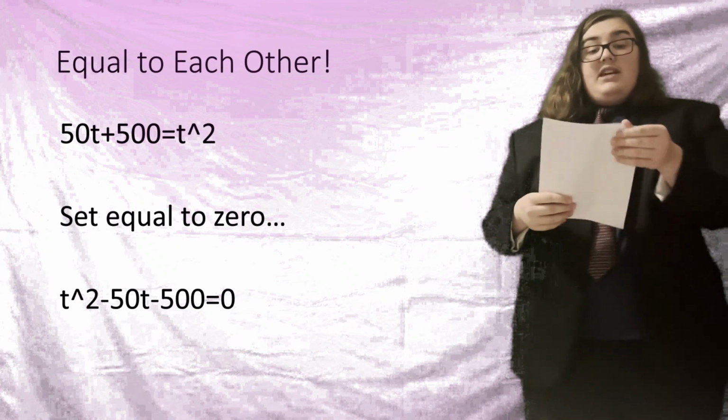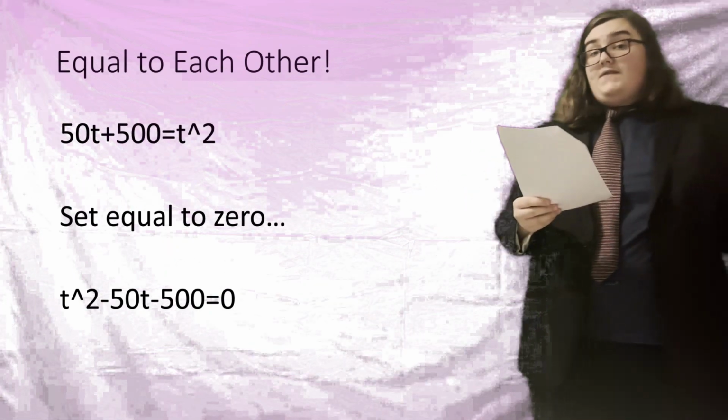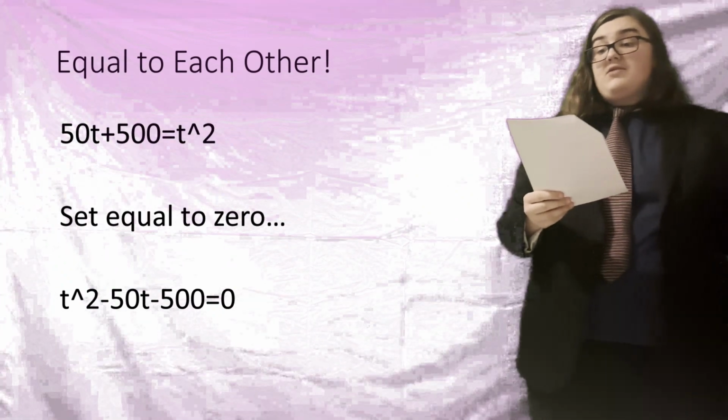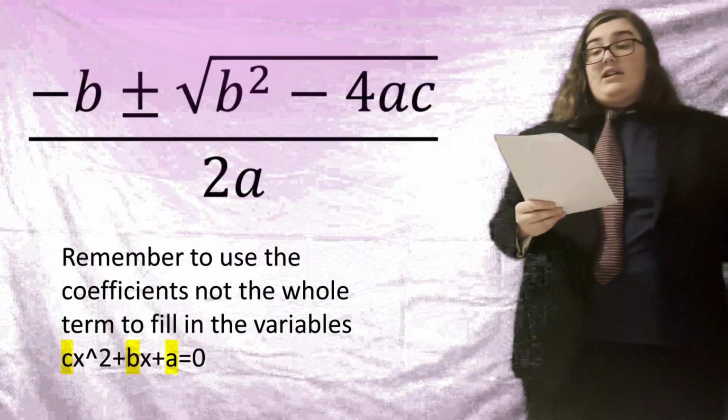Now we'll set it all equal to 0. So t squared minus 50t minus 500 equals 0. And then we have to use the quadratic equation to find the correct time.